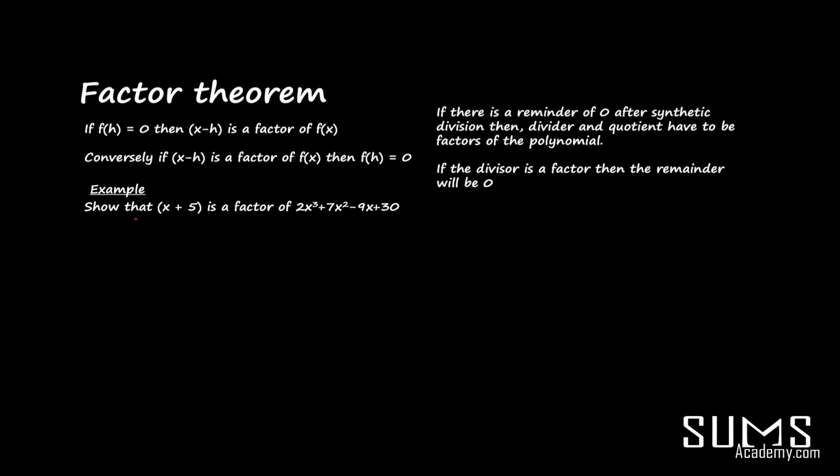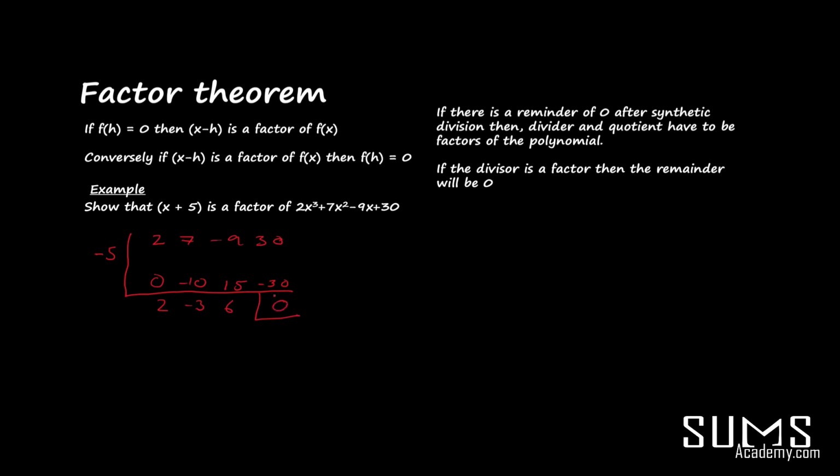It asks, show that x plus 5 is a factor of 2x cubed plus 7x squared minus 9x plus 30. So we set up our divisor as we know. x plus 5, that's going to be minus 5. Our coefficients are 2, 7, minus 9, and 30. So 0 plus 2 is 2, times negative 5 is negative 10, and plus 7 is negative 3. Negative 3 times negative 5 is plus 15, and then negative 9 plus 15 is 6. 6 times negative 5 is negative 30.